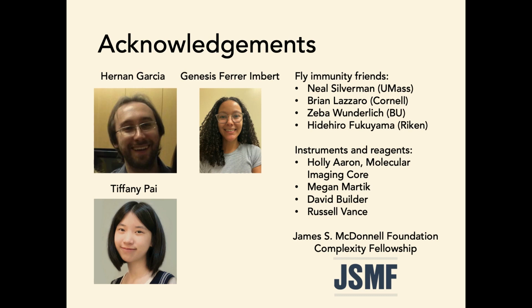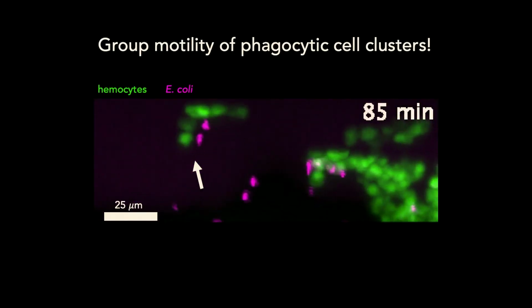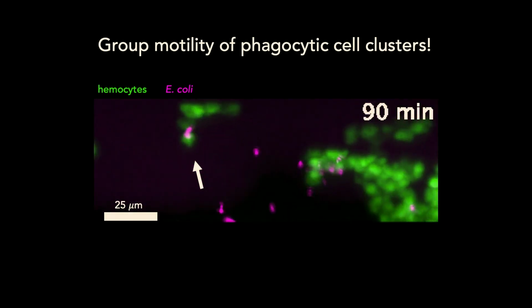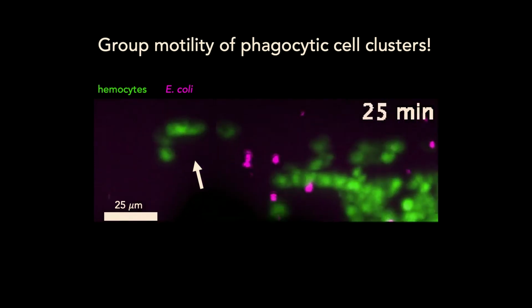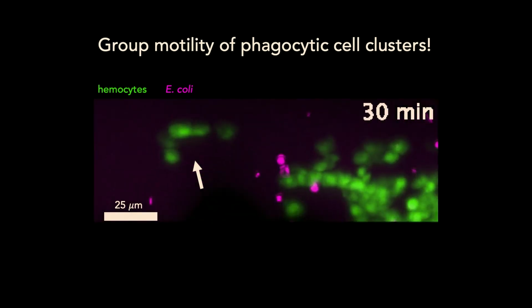And I'll leave you with the fact that when you start taking movies inside of animals, you just start observing strange things. So I'll leave you with a strange movie of some hemocyte group motility that I've been scratching my head over. I don't understand it. You see a group of 4 cells that are existing. One cell joins, and then they all start crawling off like a snake. So we don't really know what's going on here.